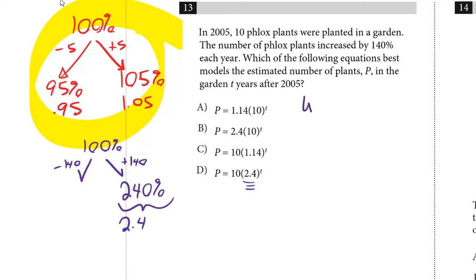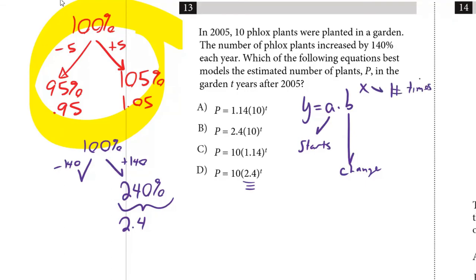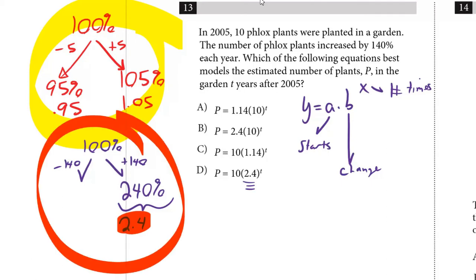The general format of an exponential is a times b to the x. A is where it starts. B is how it changes. And x is the number of times that all of this happens. So we know that this thing is changing by a factor of 2.4 because we talked about that. And this is where we want that number to be. And so the answer for 13 is going to be D.